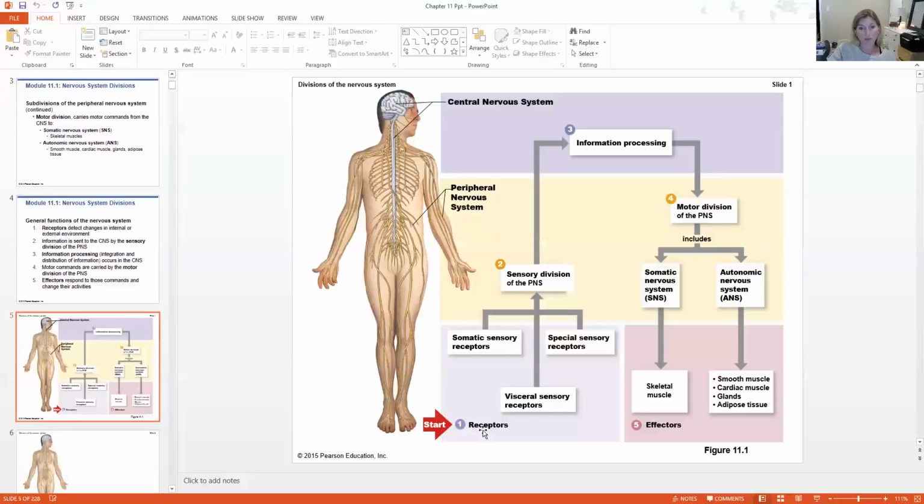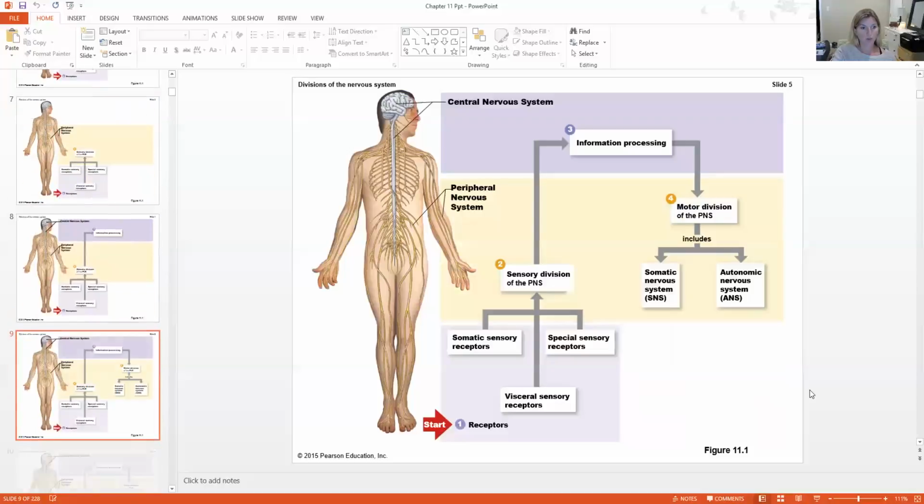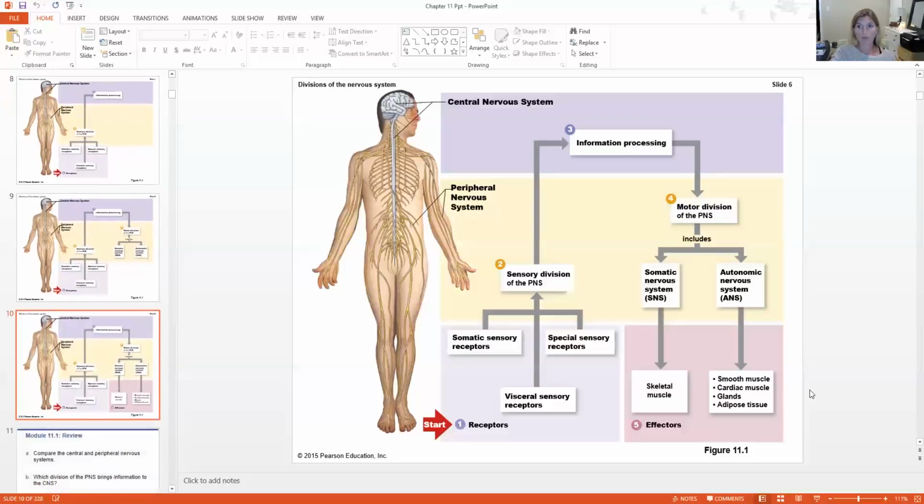You have some type of receptor, like a visceral receptor, a special sense receptor, or somatic receptor, communicating with the sensory division of our peripheral nervous system, taking information up to the central nervous system for some type of information processing, and then responding with some type of motor command, either through the somatic or skeletal muscles or through the autonomic nervous system, which is our smooth muscle, glands, heart, etc. Whole process right there, just in a couple slides.